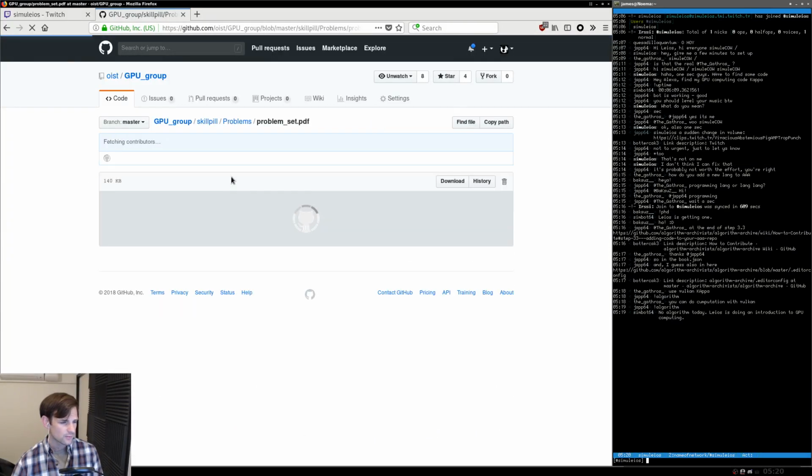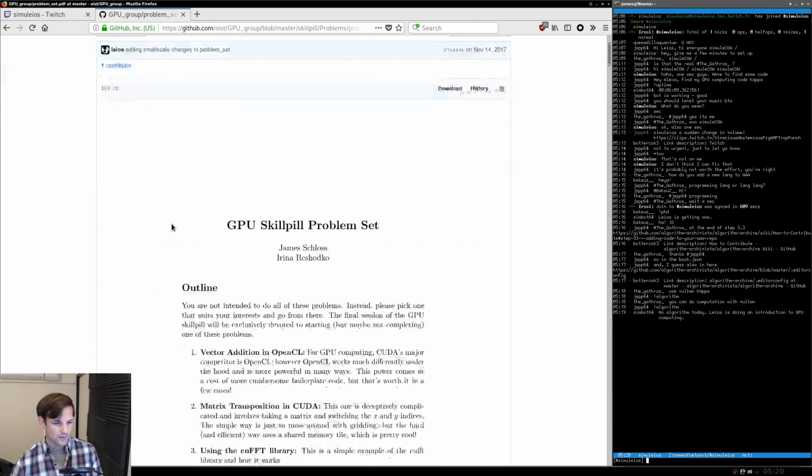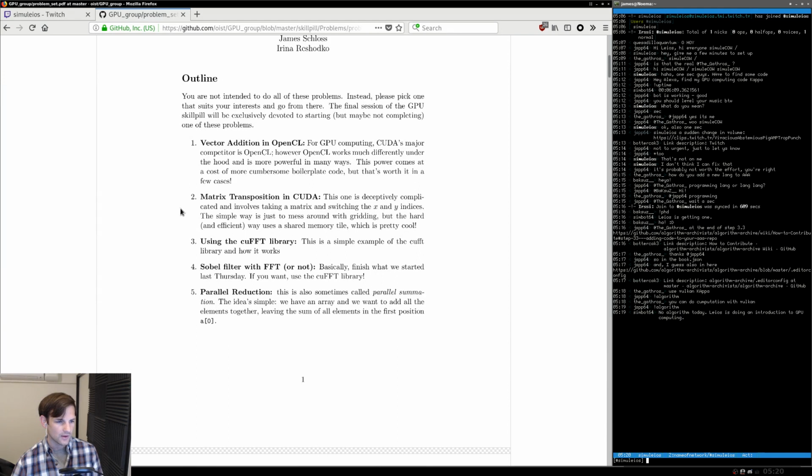We should have problem set.pdf. And let's see what we got here. I think this set of problems is just basic sets. So we have vector addition and OpenCL. In the skill pill, we only really did CUDA. So if they wanted to check out OpenCL, they could do OpenCL, and I talked about why that would be important.